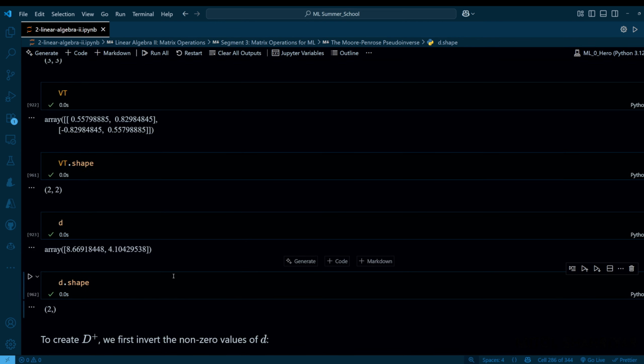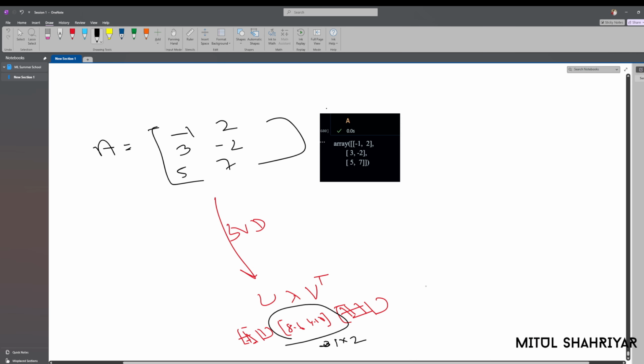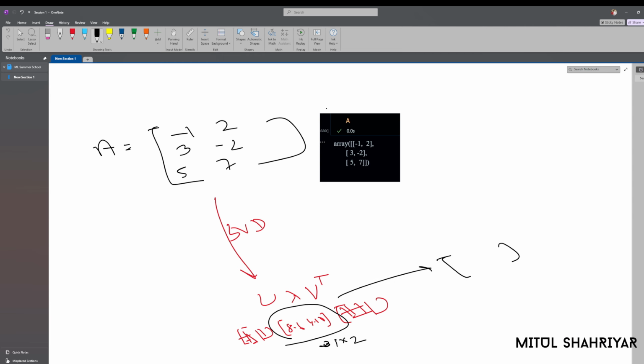Great. So our goal right now is, using D or lambda, whatever you go for, we first create a diagonal matrix, because we have two values.